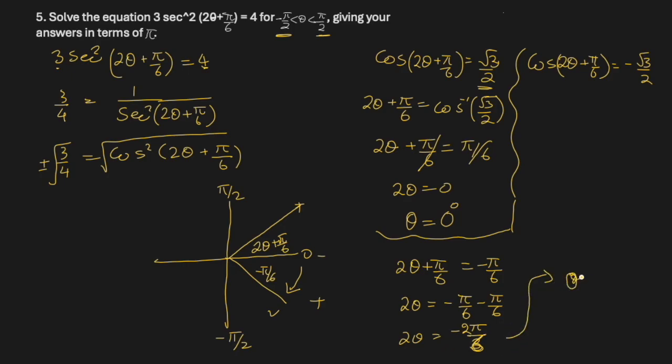Now the theta will be now negative 2 pi by 6 divided by 2. When we divide by 2, we multiply the denominator. So 2 and 2 can cancel out. So theta is minus pi by 6. This is our second answer.